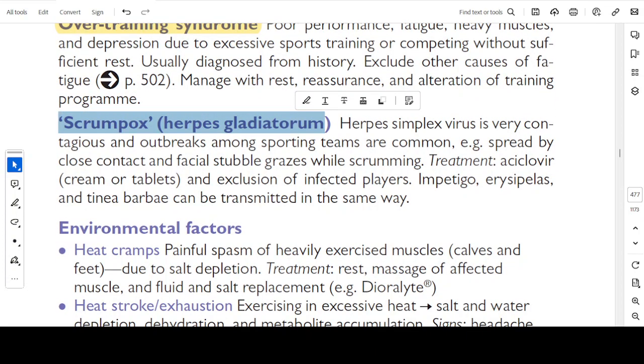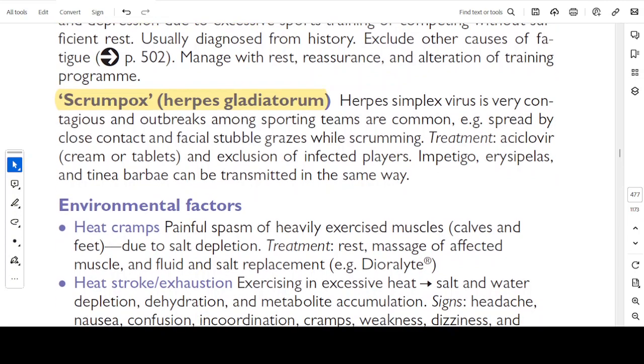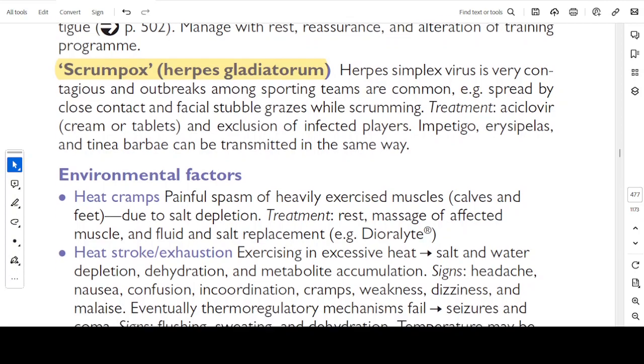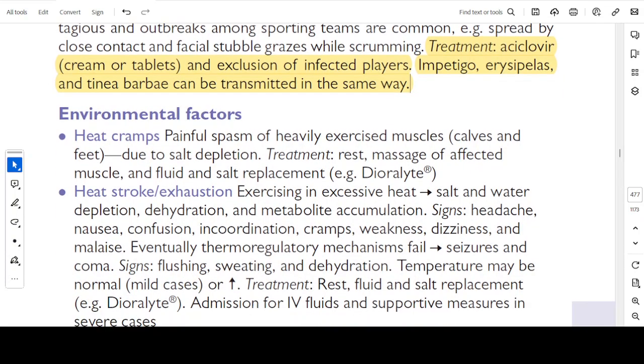Scrumpox or herpes gladiatorum. Herpes simplex virus is very contagious and outbreaks among sporting teams are common, spread by close contact and facial stubble grazes while scrumming. Treatment: acyclovir cream or tablets and exclusion of infected players. Impetigo, erysipelas and tinea barbae can also be transmitted by close contact sports.